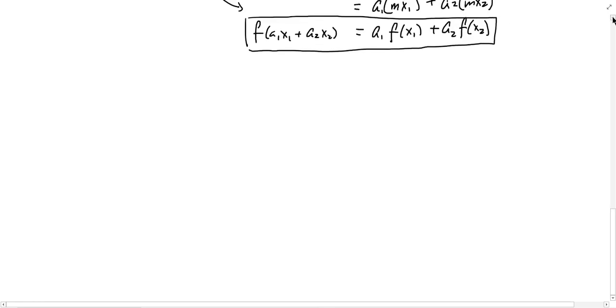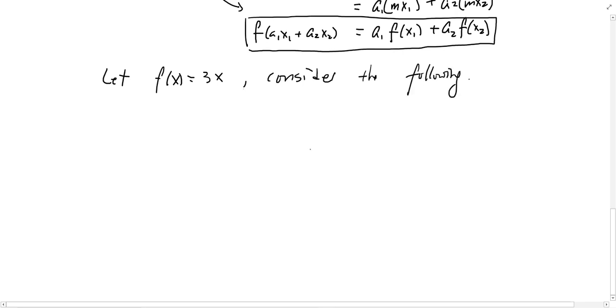So imagine the following. Basically what this proof says is the following. Let's say we let f of x equal 3x. So in this case, m is 3. So consider the following. Let's say I want to evaluate f of 3u plus 2v.